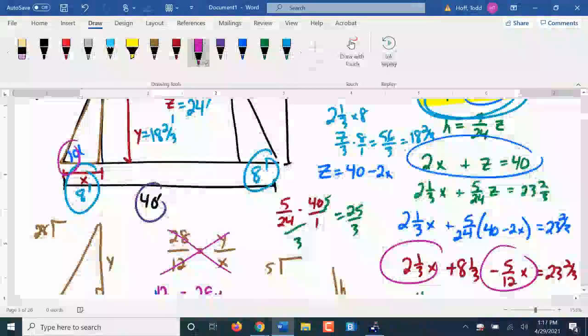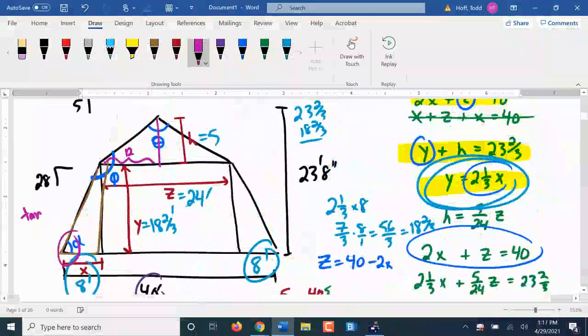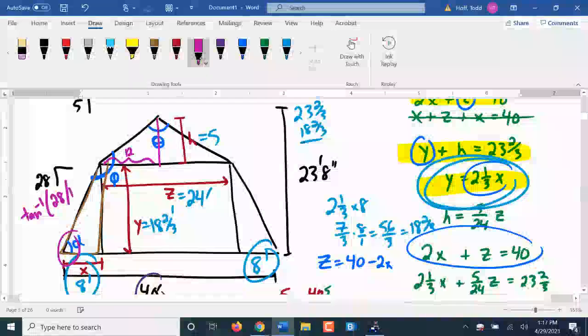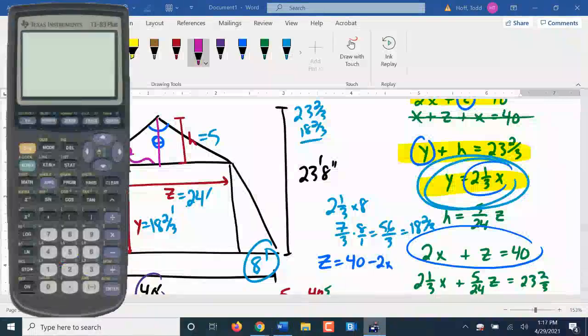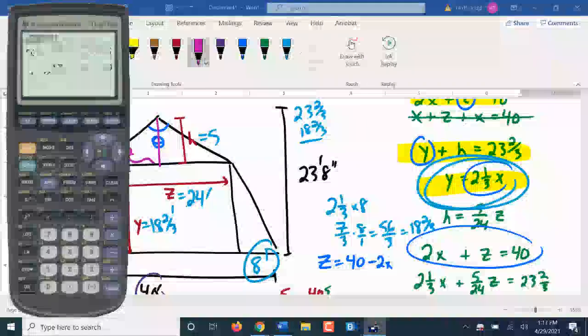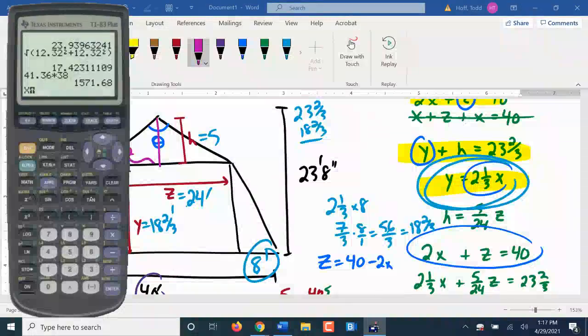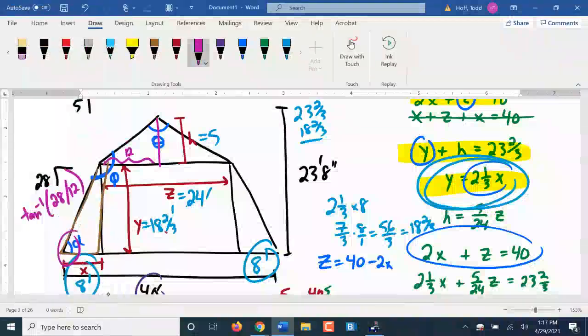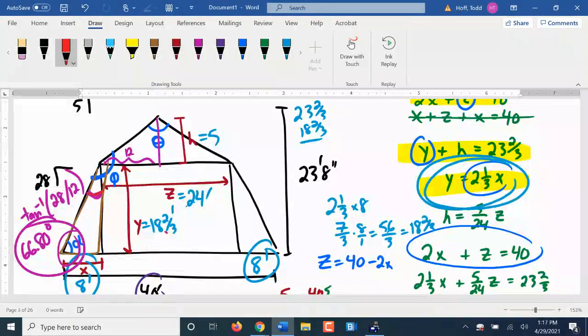Find alpha. It's a heel angle. That's going to be the inverse tangent of 28 over 12. So inverse tangent, 28 divided by 12, gives us 66.8 degrees, so there's alpha. This angle up here, not one that we're trying to find, but we need it to get this other angle, would be the complement of that, which would be 23.20 degrees.